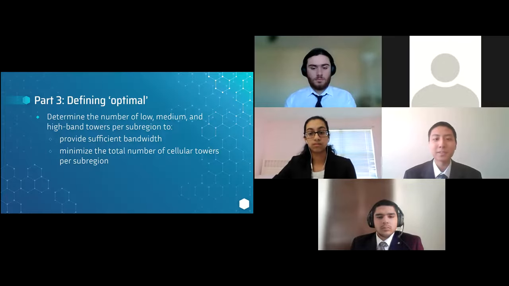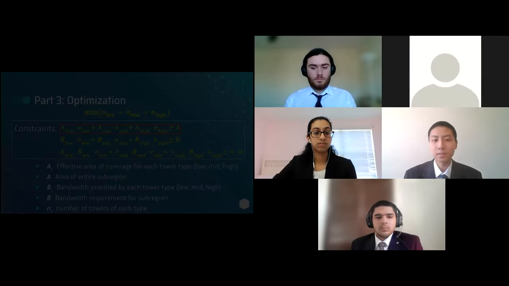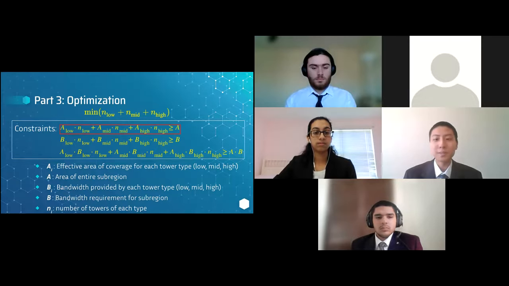Translating these ideas into mathematical constraints, we developed a set of variables and inequalities to model the situation. Inputting these constraints into Python code, we used integer programming to optimize the sum of the number of low band, medium band, and high band cell towers, or n_low plus n_mid plus n_high, as shown in red. For our first constraint, we determined the effective areas for each cell tower type, A_i. We multiplied those by the number of cell towers of each type in order to obtain the total area covered by the cell towers. This must be greater than or equal to A, the area of the entire subregion.